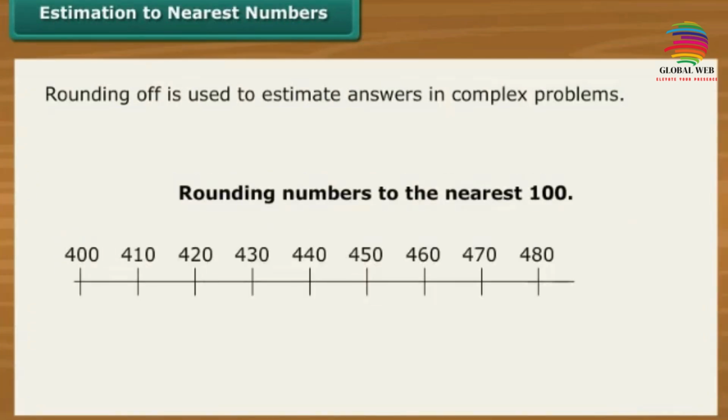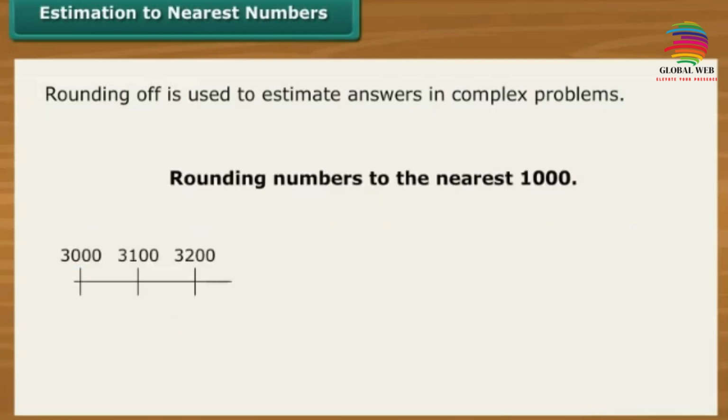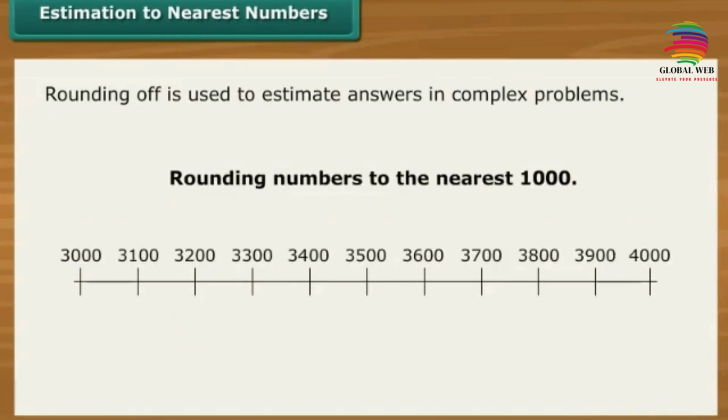Rounding numbers to the nearest 100 means finding which 100 they are nearest to. For example, 423 rounded to the nearest hundred is 400. Rounding numbers to the nearest thousand means finding which thousand they are nearest to. For example, 3800 rounded to the nearest thousand is 4000.